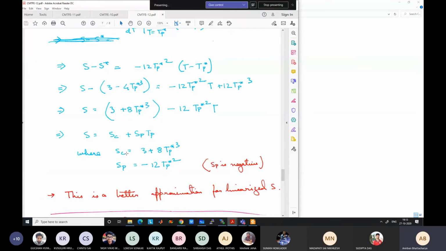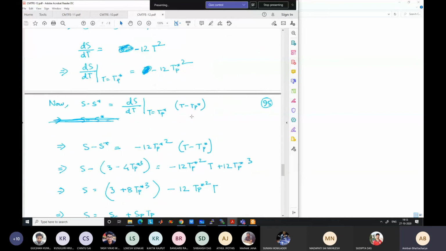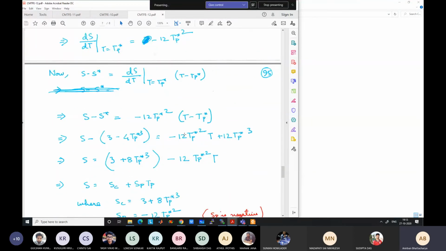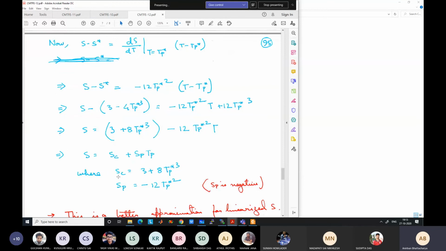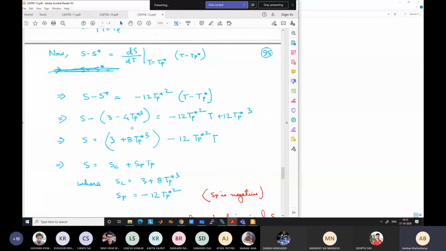Any equation of this type you should be able to handle by just taking a derivative and then using this equation to find out what SC and SP values should be. You should practice a few on your own. Any questions on this?